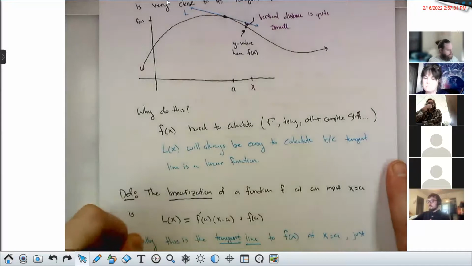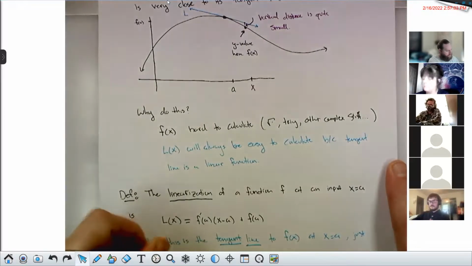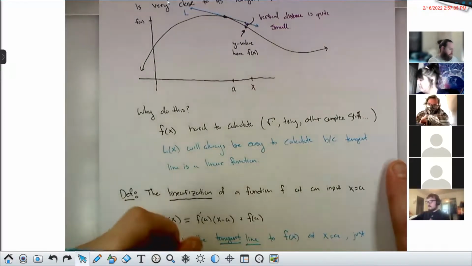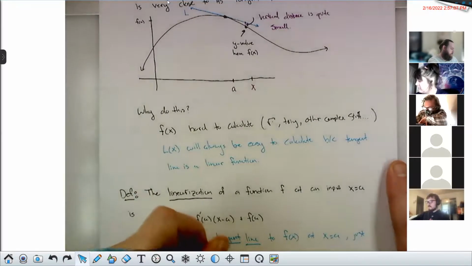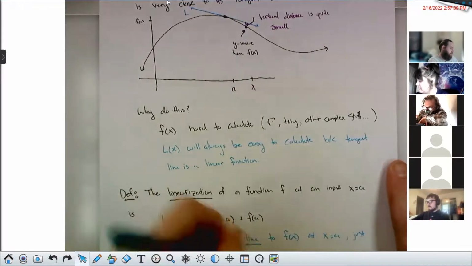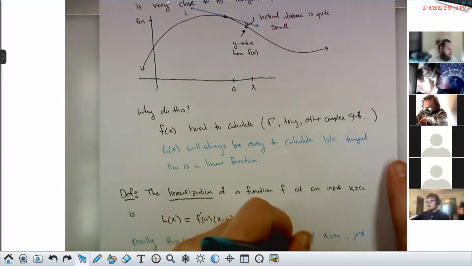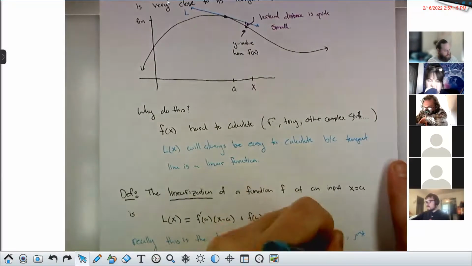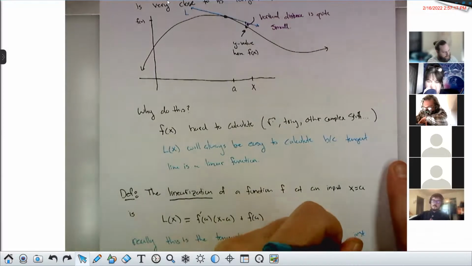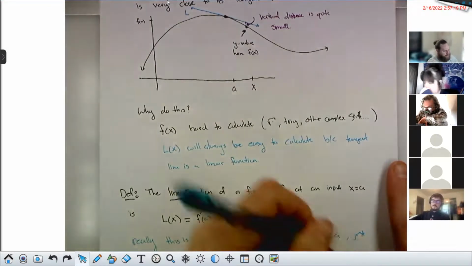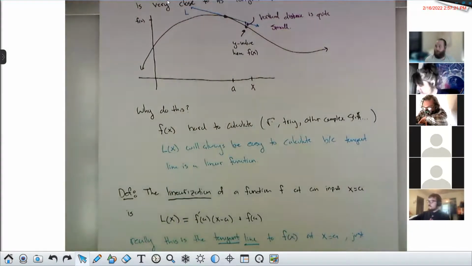Just solved for y and written as a function. So if you take the tangent line, solve it for y, and then in place of y, you write L of x, that is your linearization.